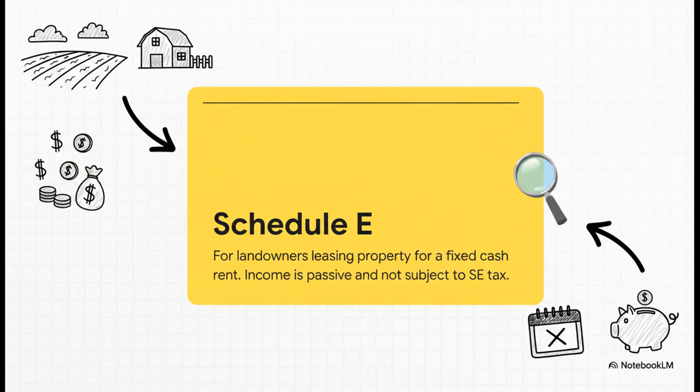And rounding out our trio, we have Schedule E. This is really the most straightforward of the bunch. It's for landowners who lease out their property for a fixed, preset cash rent. Like $300 an acre, paid whether the crop booms or busts. In this scenario, the landlord's income has nothing to do with the farm's success. That makes it purely passive rental income, which is never, ever subject to self-employment tax.